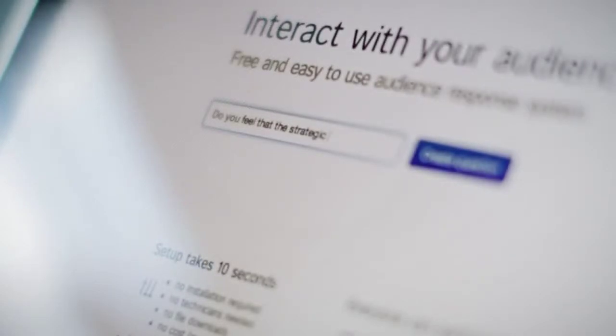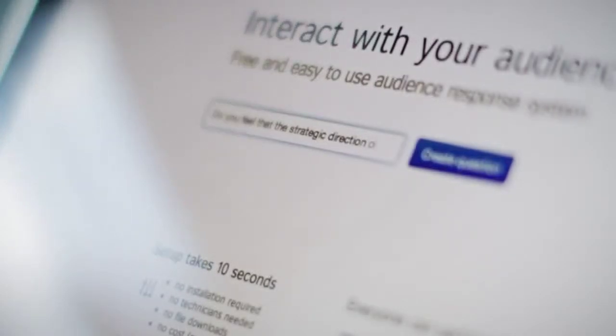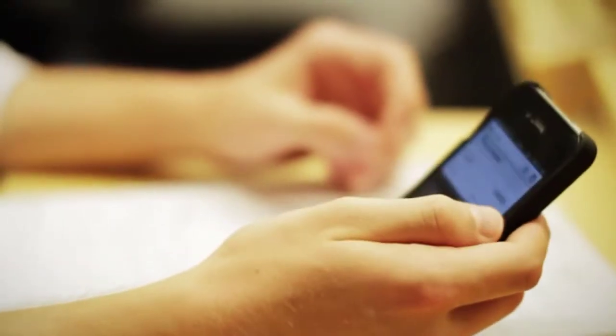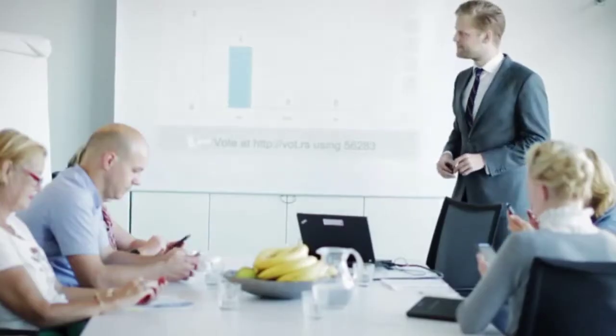any hassle. All you need to do is create a question on Mentimeter.com, and the question will appear in front of the audience. By using mobile phones or tablets, your audience can vote instantly on your question. The result will emerge in real time.